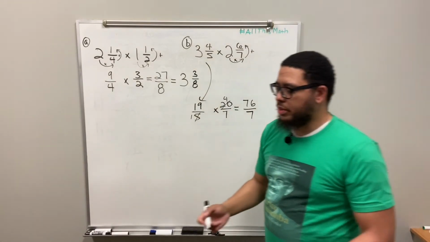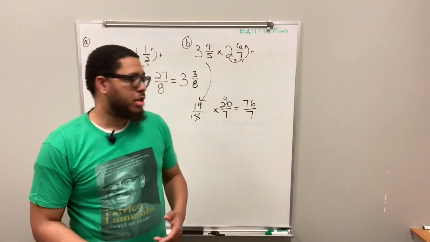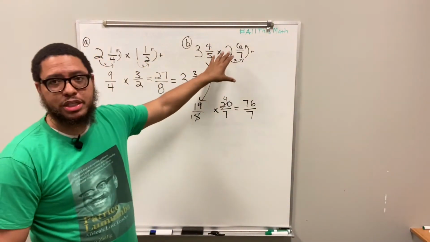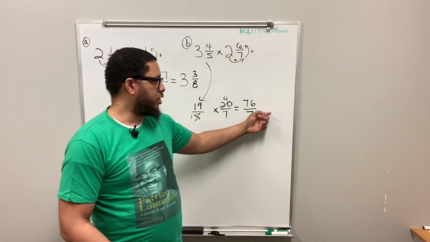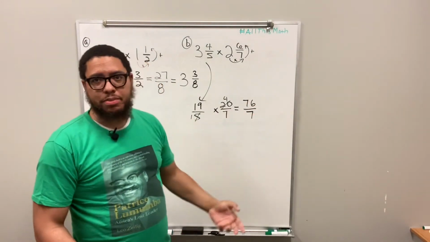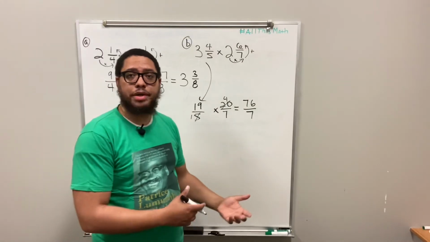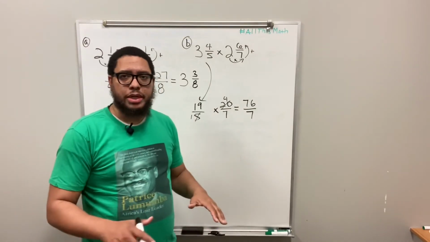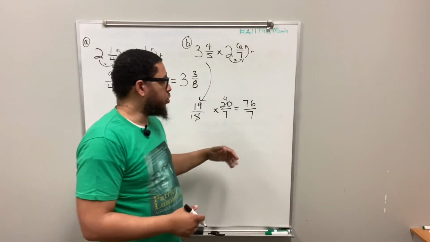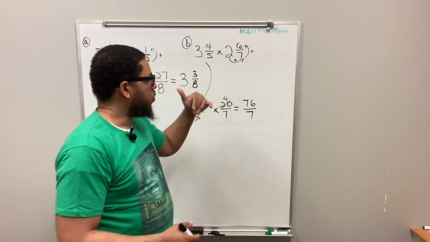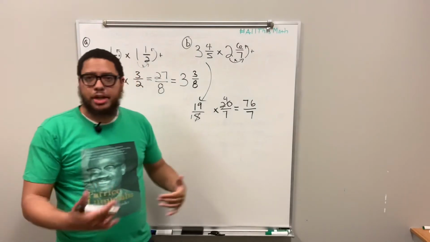All right? So now, here's the thing. The original problem was given to us in the form of mixed numbers. But now we have an answer that's in a fraction form. And it's improper. It's an improper fraction because the numerator is bigger than the denominator. We don't want that. We can't end the problem in that manner. So what we're going to do is the same thing we did in the first example. We're going to play the chair game, right?